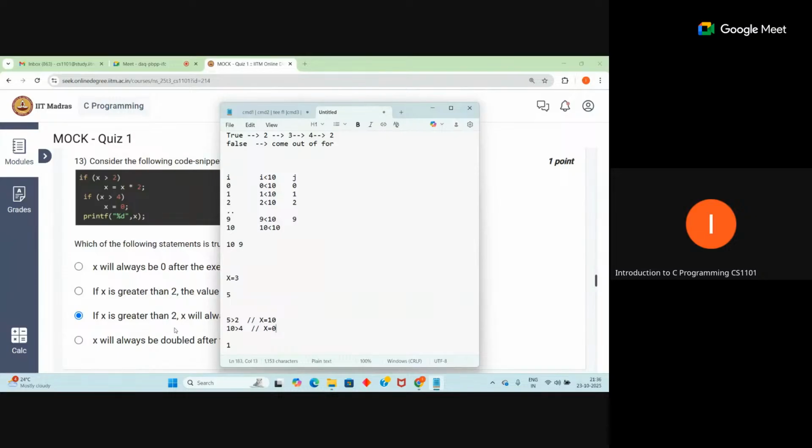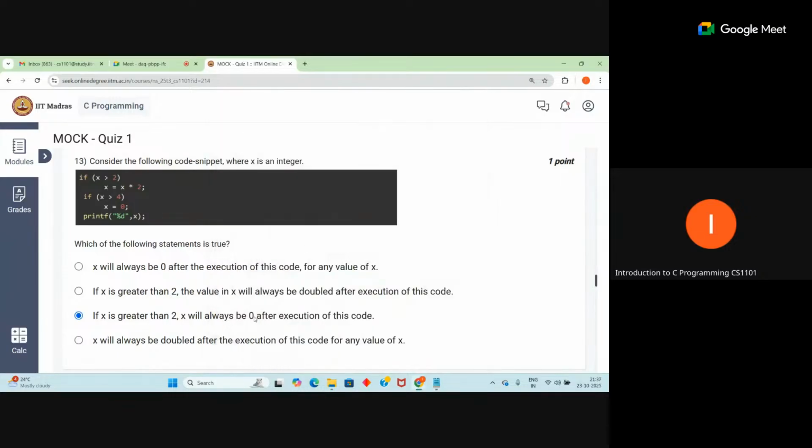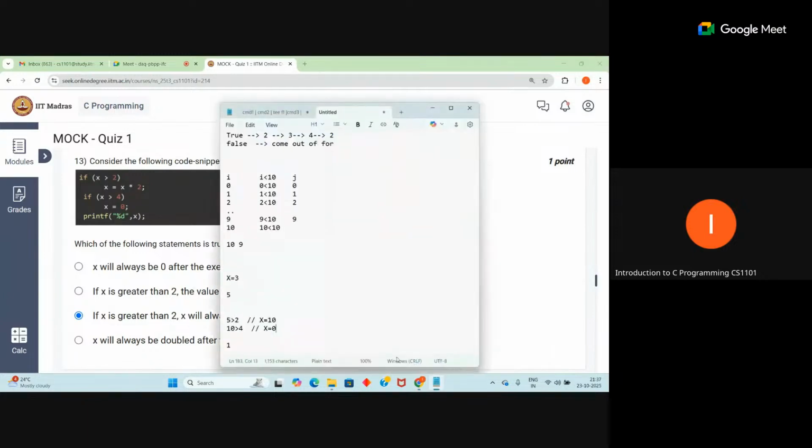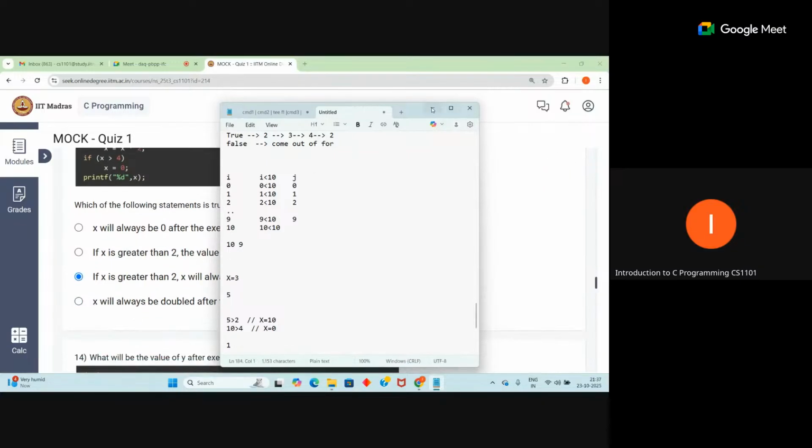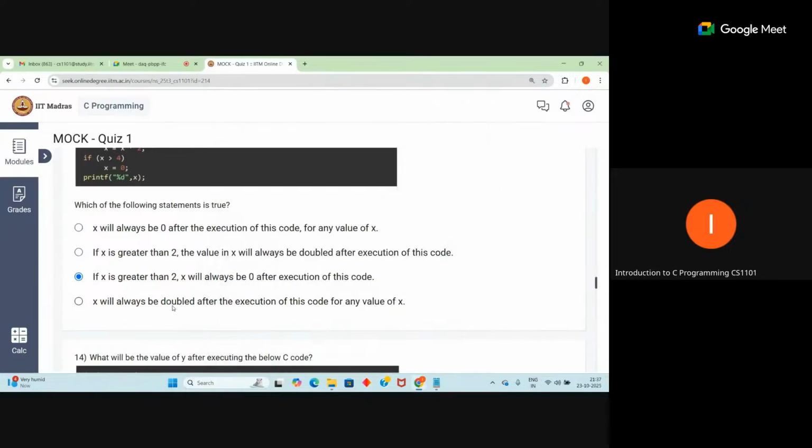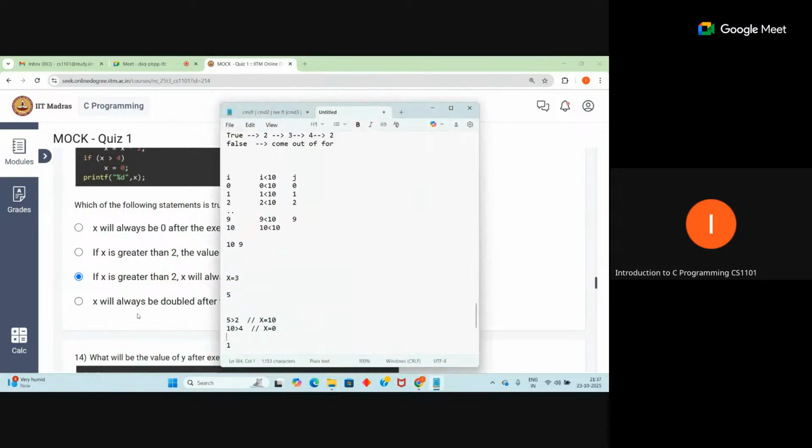Next, third case. If x is greater than 2, x will always be 0 after execution of this code. That is what we got. So this is true. If x is greater than 2, we are always getting the value of x as 0. Now the last condition: x will always be doubled after execution of this code for any value of x. That is also wrong. So this condition is true. If x is greater than 2, then x will be 0 after execution of that code.